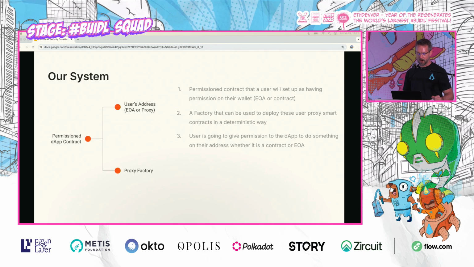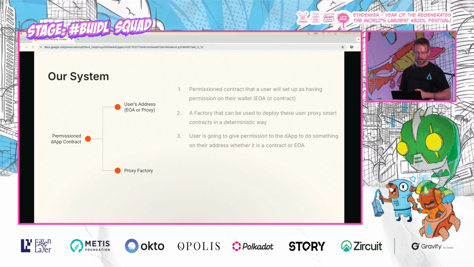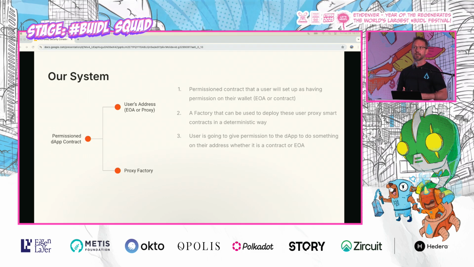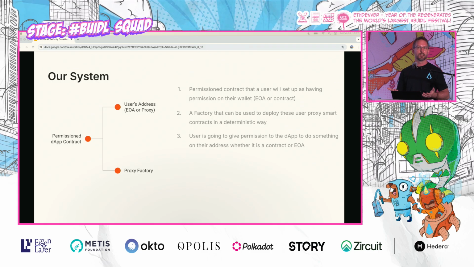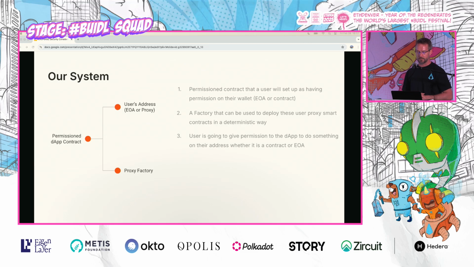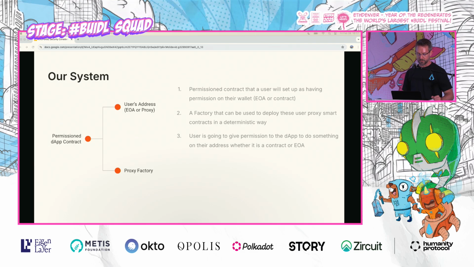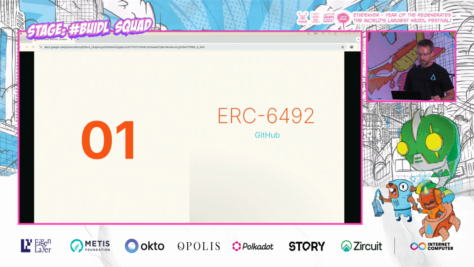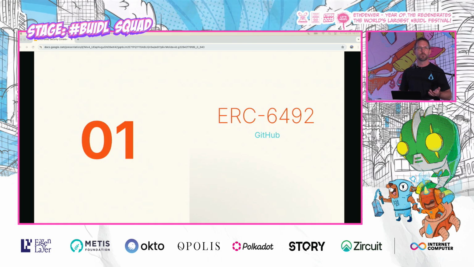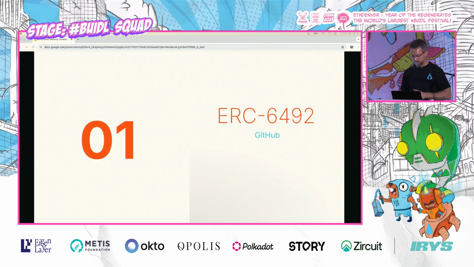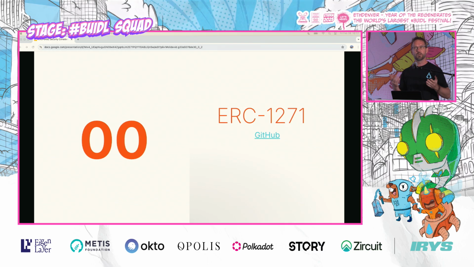As I said, there's going to be a proxy factory. This is just going to deploy the user's smart contract proxy. The important thing with the factory for this is that it's deterministic, so you can predict what the next smart contract address is that's going to come out of there. And as I said, the user is going to give the DApp permission to do something on their behalf. So to understand what ERC-6492 is doing within this system, you first have to understand what ERC-1271 does.